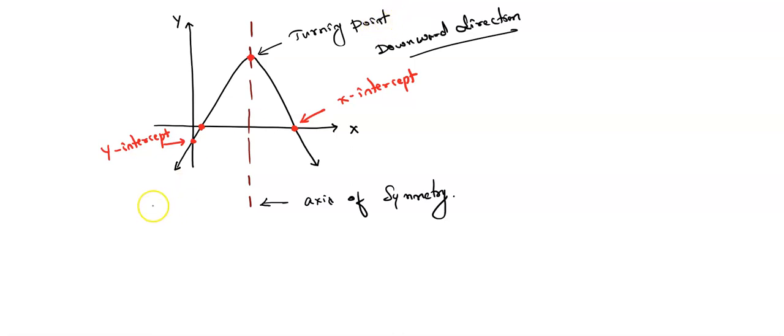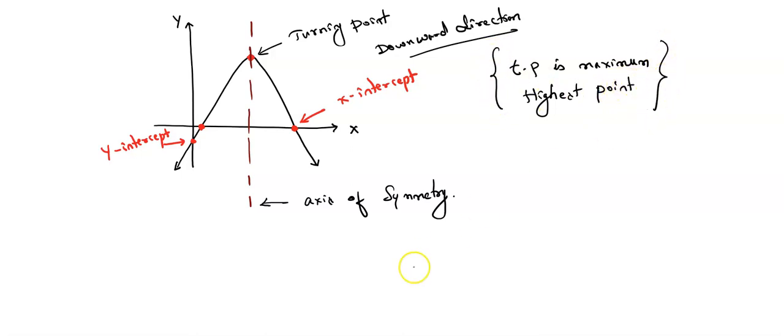The point where the graph changes its direction, that is the turning point. And here you should know, in this case, the turning point is maximum. Why? Because we are getting the turning point at the highest point. That's what we call the turning point is maximum. Please make a note of this point.